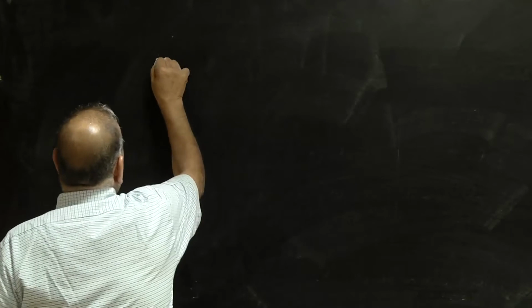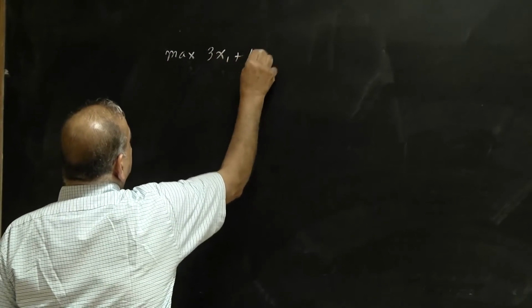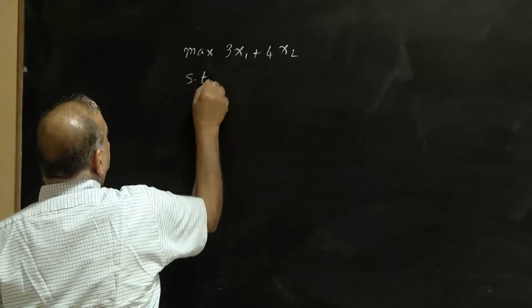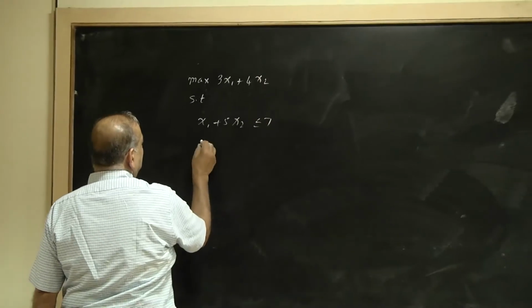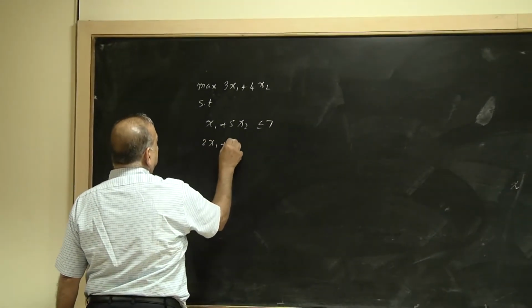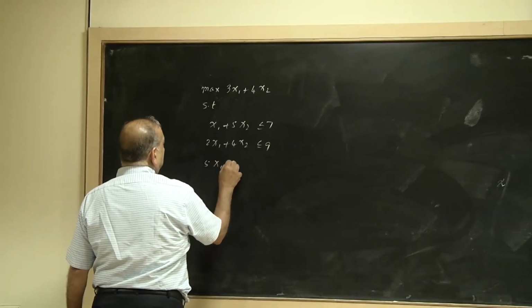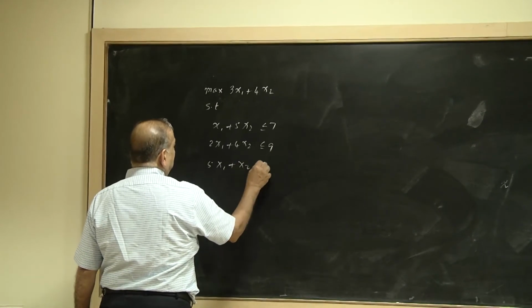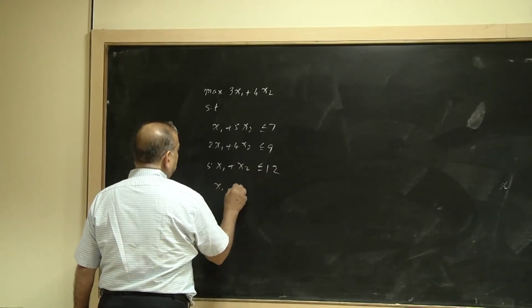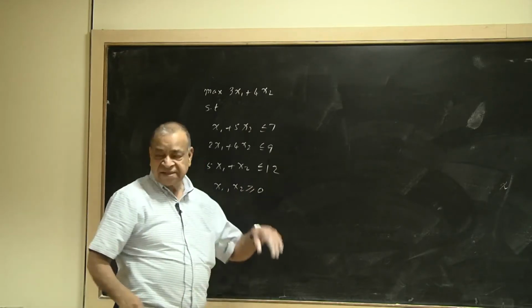Maximize 3x1 plus 4x2, subject to x1 plus 5x2 less than or equal to 7, 2x1 plus 4x2 less than or equal to 9, and 5x1 plus x2 less than or equal to 12, and all the x1, x2 are nonnegative. Now I am going to write this in matrix language.